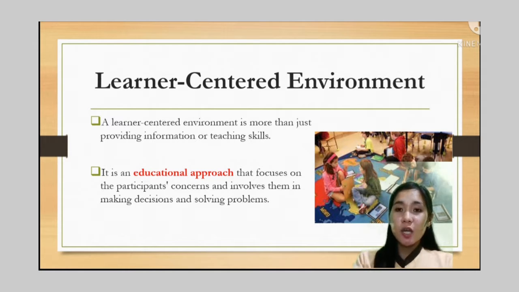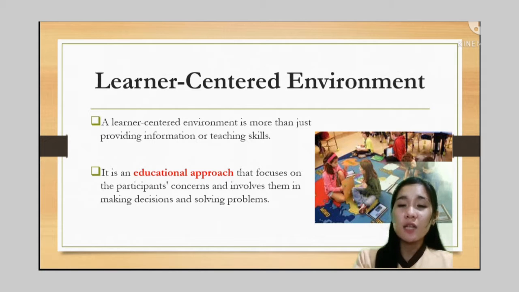Next, it is an educational approach that focuses on the participants' concerns and involves them in making decisions and solving problems. As I said earlier, students are the center of this environment, in which they have the responsibility to acquire those knowledge, skills, or information with their own process, their own solutions, their own decisions, and so on.